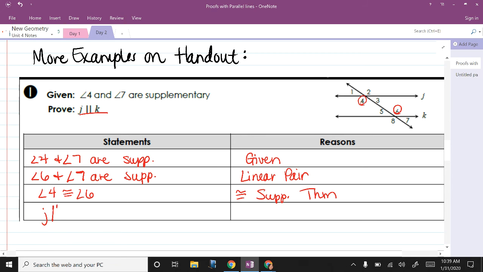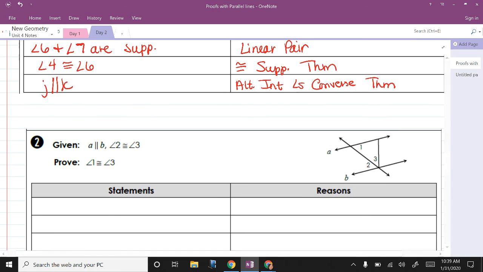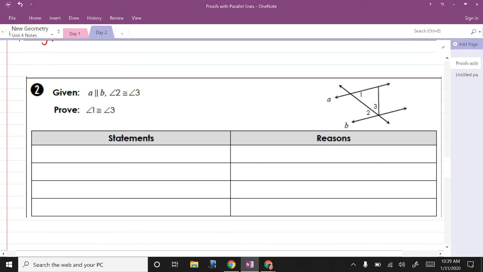So J is parallel to K because of the alternate interior angles converse. Okay. So you do not have these relationships until you prove the lines are parallel, or something tells you the lines are parallel. On number 2, we can use the relationships because on number 2, they tell me something is parallel. Y'all see that? That's an interesting picture, right?